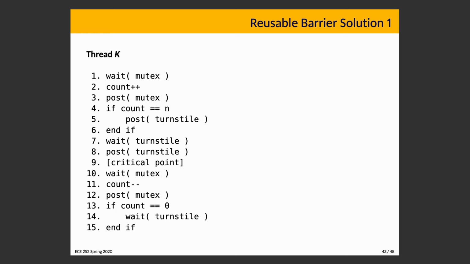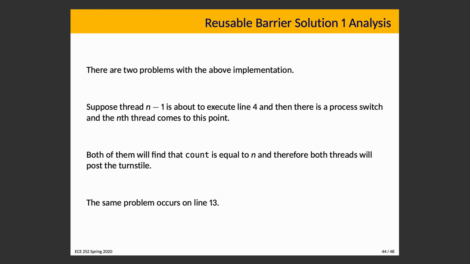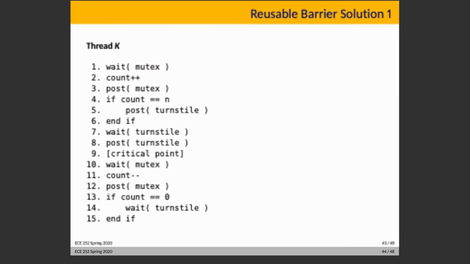Still, I haven't addressed the problem with reading of count outside of the critical sections. Now there's two of them, both here at line 4 and then again at line 13. If you wanted to see the problem with that, just imagine that thread n-1 is about to execute line 4, and there's a process switch, and the nth thread comes to this point. When they both continue, they both post on the turnstile.